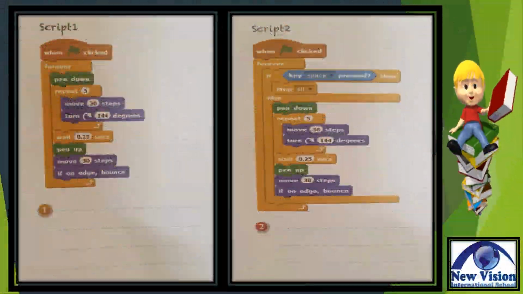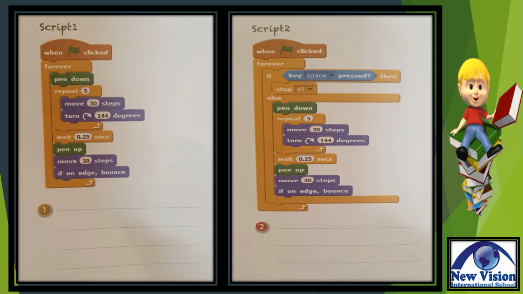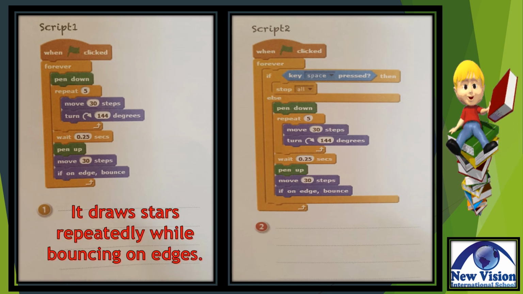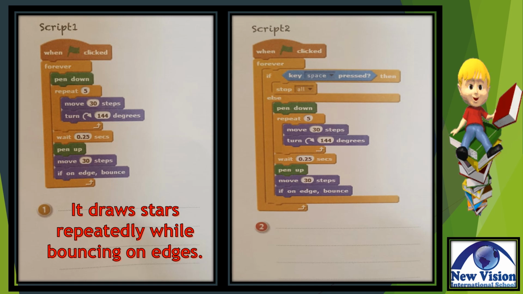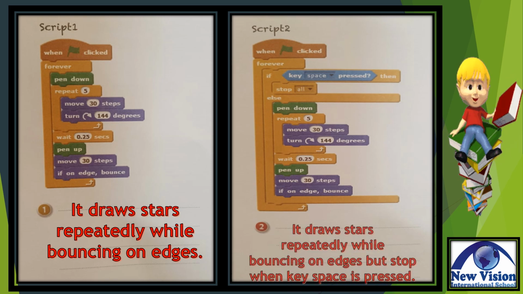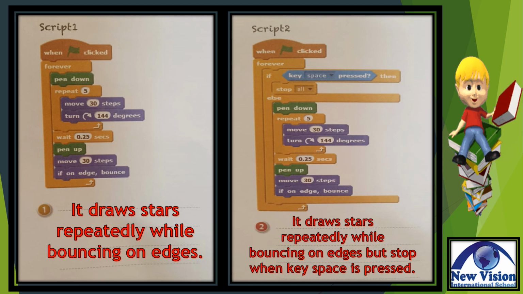Let us describe the results obtained. For script number 1, by clicking the flag, the sprite draws stars repeatedly while bouncing on edges. And for script number 2, when clicking the flag, also, it draws stars repeatedly while bouncing on edges, but stops when key space is pressed.